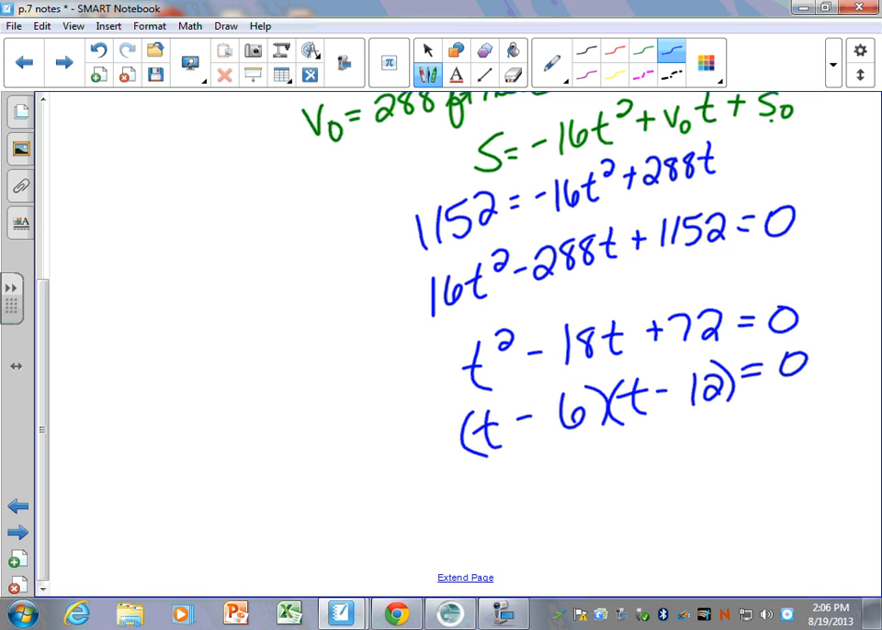Again, the quadratic formula should end up with the same answers here. Completing the square wouldn't have been bad on this one. We get t equals 6 seconds and t equals 12 seconds. If we would have gotten a negative answer there, we'd have to throw it out because you can't have negative time. But we actually got two answers. How does this projectile reach 1,152 feet 2 different times?